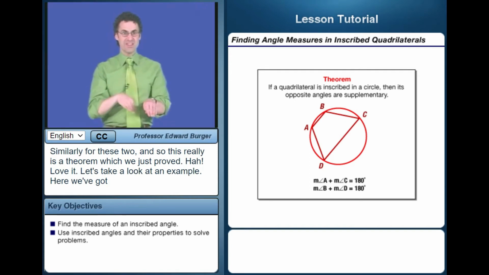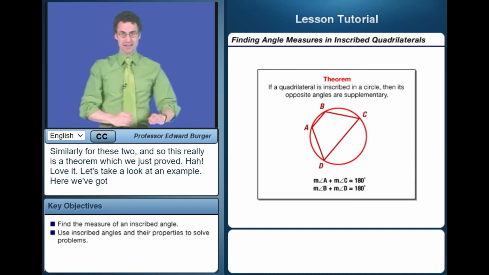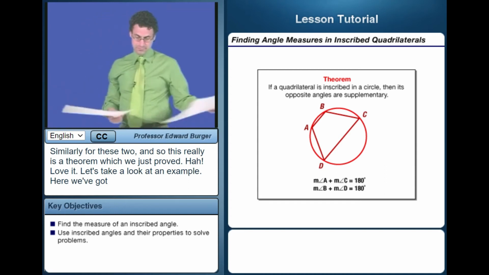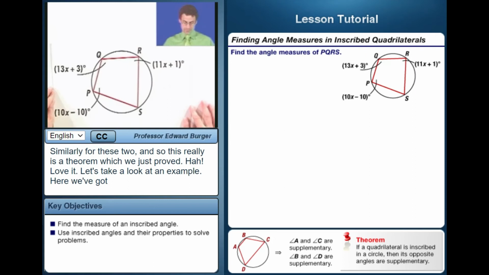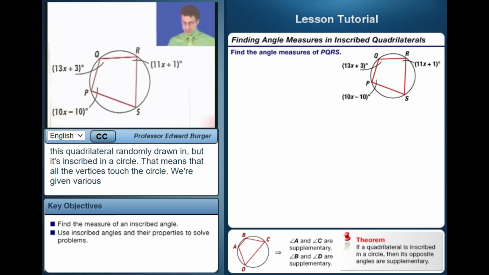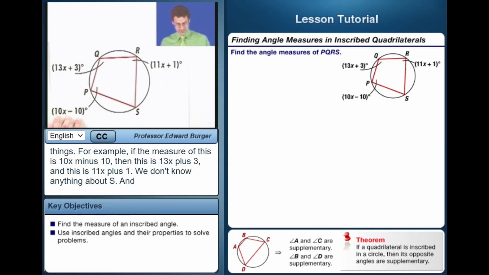Ha! Now, jujitsu-like. Okay, now, let's take a look at an example. So here we've got this quadrilateral randomly drawn in, but it's inscribed in a circle. That means that all the vertices actually touch the circle. And we're given various things. For example, if the measure of this is 10x minus 10, then this is 13x plus 3, and this is 11x plus 1. We don't know anything about s.